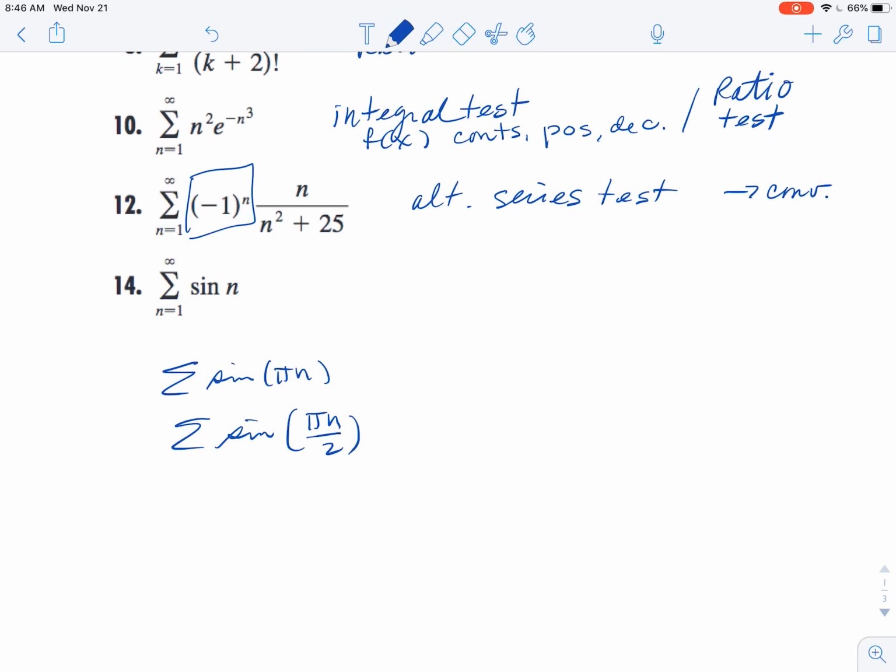They are bounded. What about the nth term test? What happens if you take the limit as n goes to infinity? Is this 0? No. No, right? Sign goes like this. There's no way a series can converge if the terms don't approach 0. Diverges.